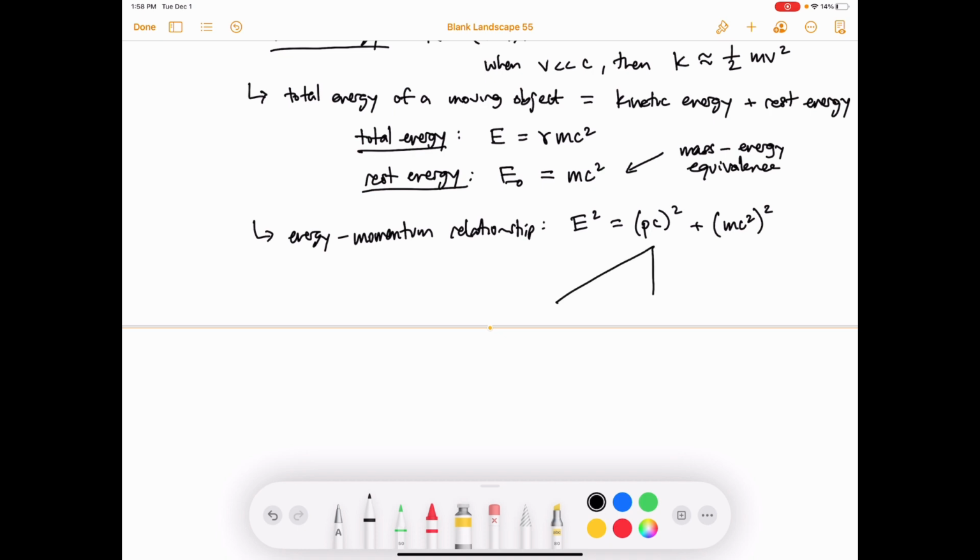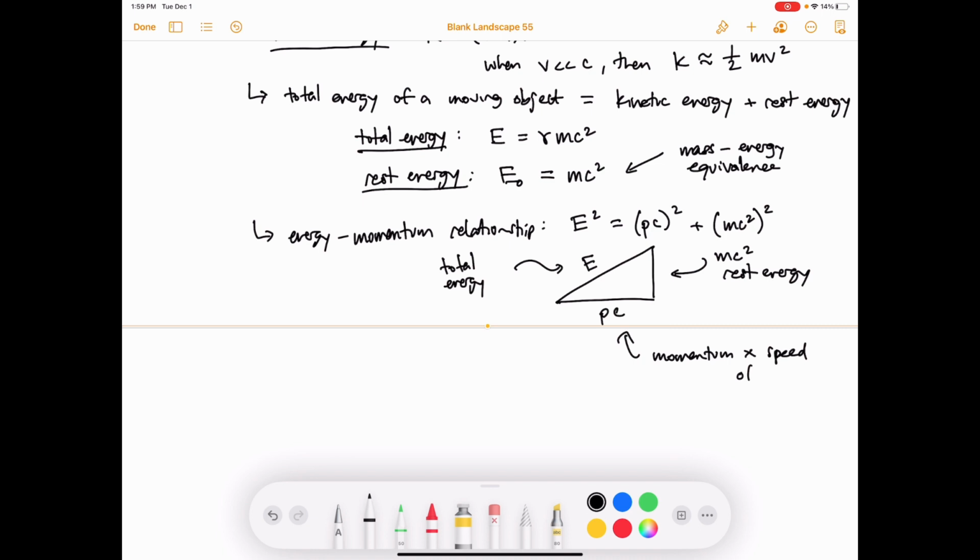So in other words, we have a right triangle where the hypotenuse is the total energy, and then the two other sides are mc squared, which is the rest energy, and then pc, which is just the momentum times the speed of light. And this is what we call the relativistic triangle. So we can visualize how to relate these different quantities.